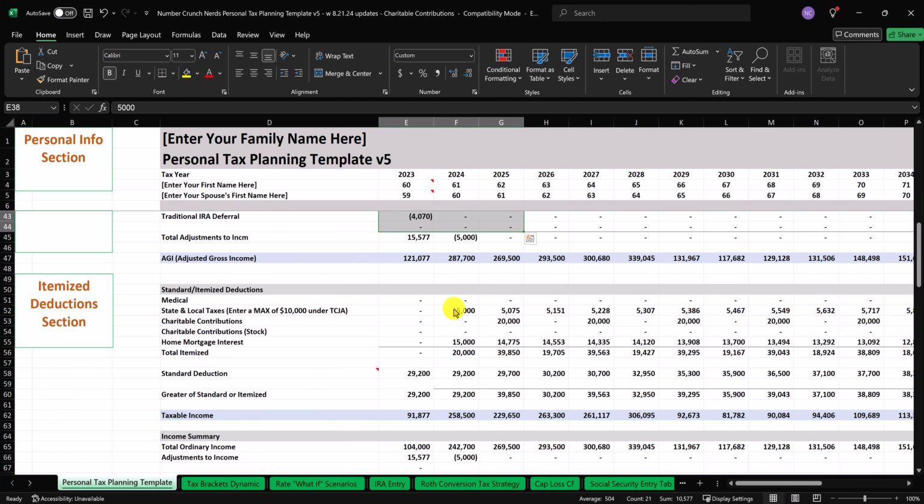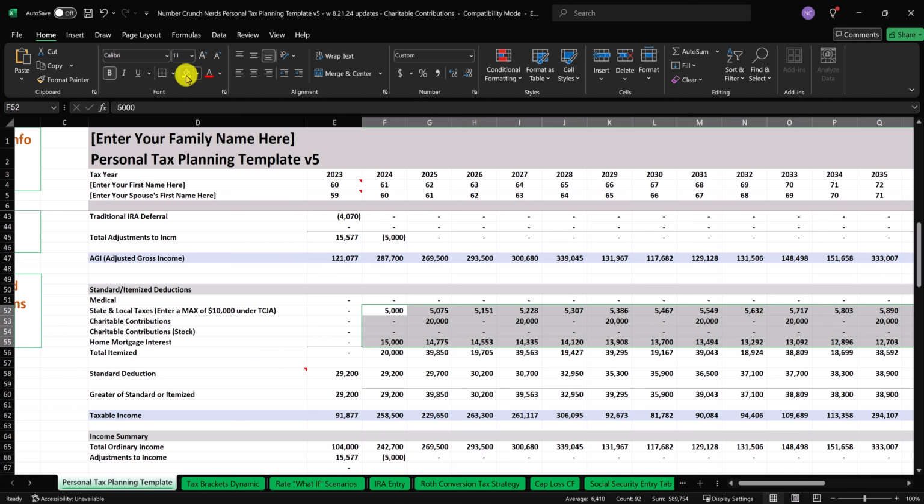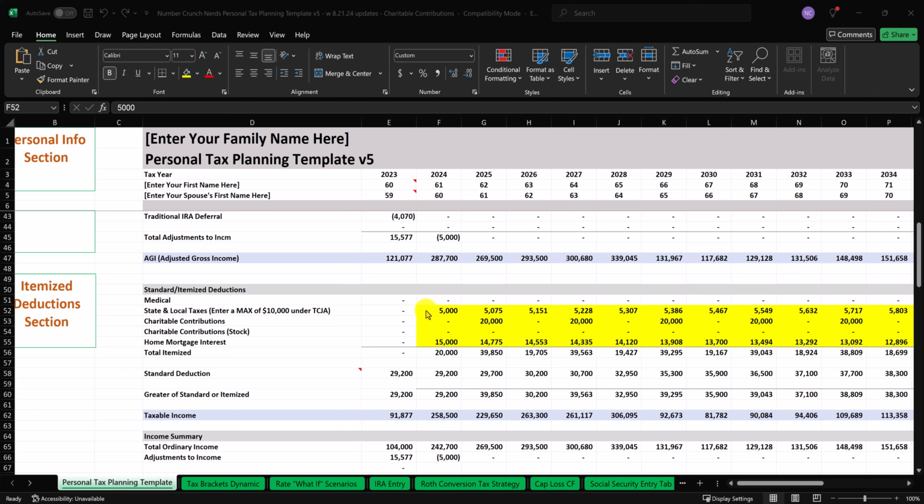And now for this video, we're going to be working in this section right here on standard and itemized deductions. And I have set this up similar to what we just talked about in the examples. In fact, let me just highlight this section in yellow so we can specifically see what we're talking about. So if you recall from the examples, we started with $20,000 of mortgage interest as well as state and local taxes combined. So that's what we have right here in 2024. And then in 2025, we started layering on our $20,000 of charitable contributions.